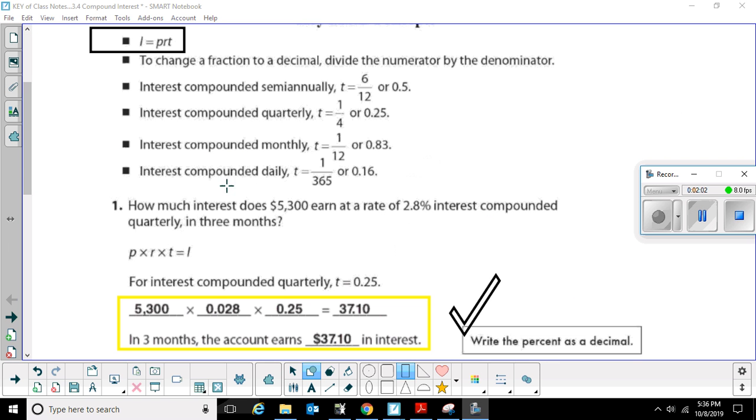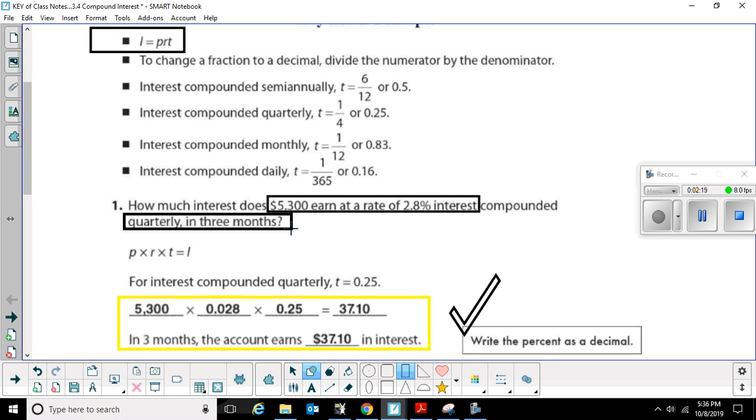All right, let's look at our first question. How much interest does $5,030 earn at a 2.8 interest rate if I am compounding that quarterly, or in other words, every 3 months? Here's what we're looking at: principal, the rate, the time, and that's going to give us our interest.